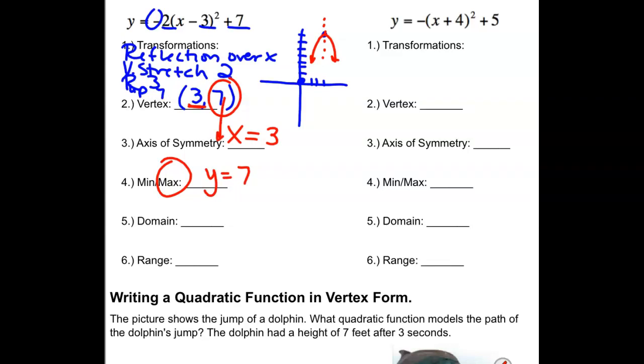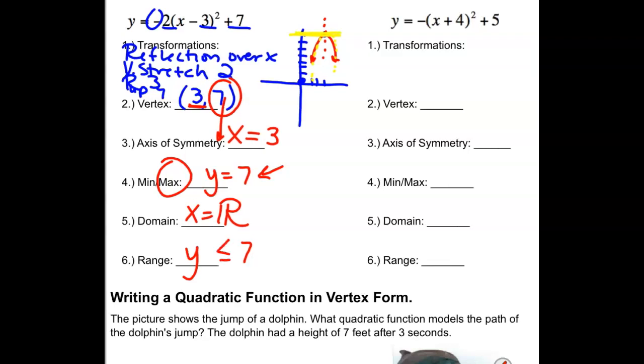My domain is always all reals, and my range is based on that vertex. It's going to have a 7 for a value, and I just have to decide, am I going up from the 7 or down? In this case, the 7 here is my highest value. All of my other y values are going lower. So I would put in here that y has to be less than or equal to 7.